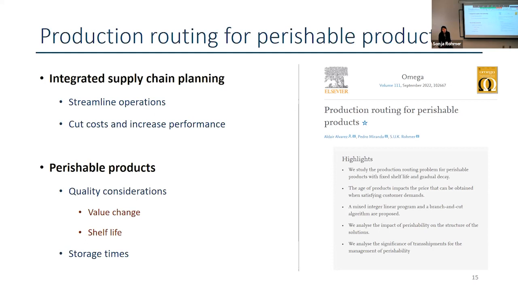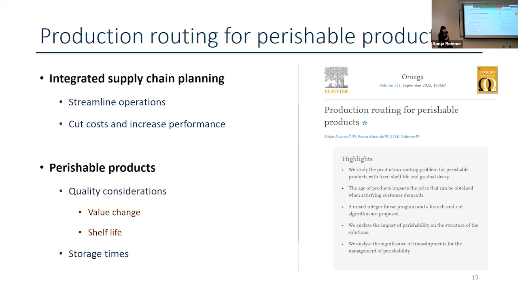I assume some of you might have already heard about production routing. It's basically a sort of integrated supply chain planning. The idea is to streamline operations and identify some efficiencies through that, which enables us to cut costs and increase our performance, okay? In this case, we've done it for perishable products because I work on food, and that makes sense, but also because quality considerations make the whole thing a bit more interesting and exciting.